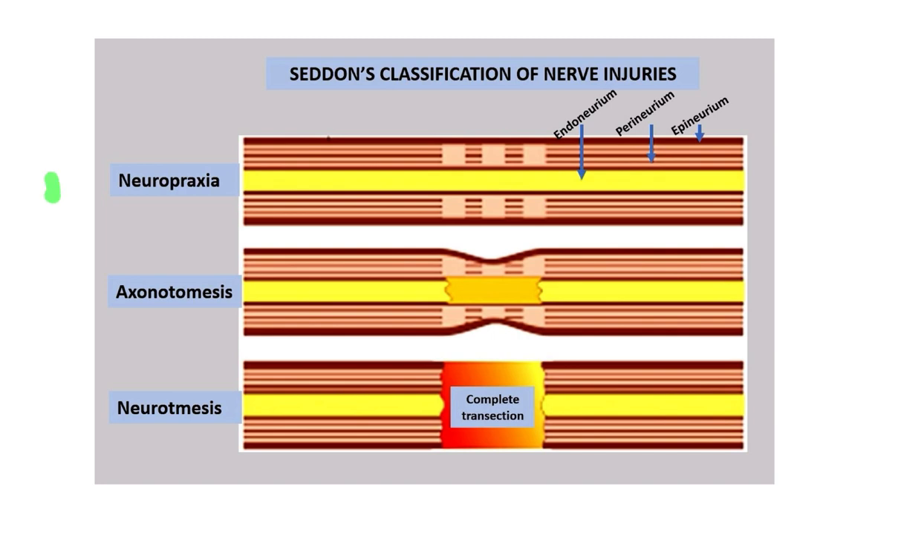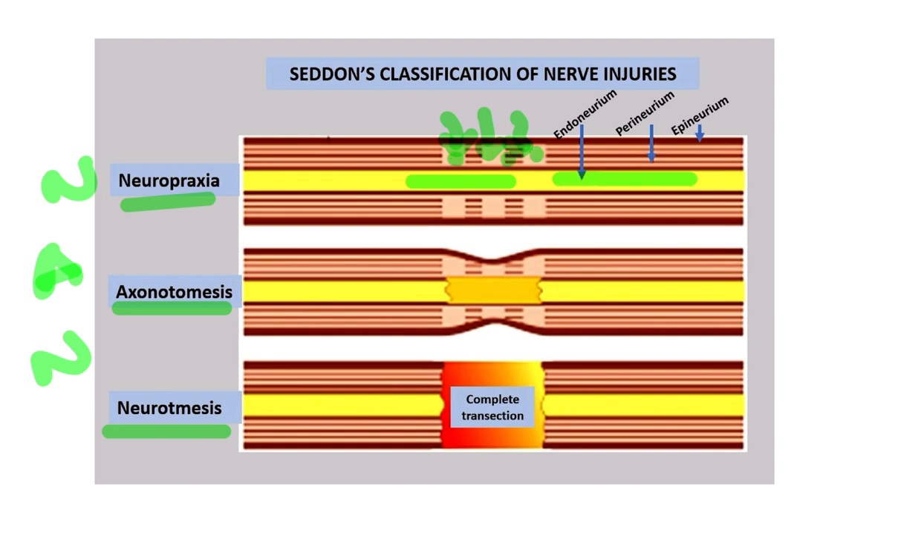The mnemonic is NAN: N for neuropraxia, A for axonotmesis, and N for neurotmesis. What occurs in neuropraxia? In neuropraxia, there is pressure on the outer covering, which is the myelin sheath, and the inner axon is completely intact. The myelin sheath is slightly compressed. So initially some problem occurs, but it is fully recovered. There is no need to increase the axon length because the axon is completely intact.